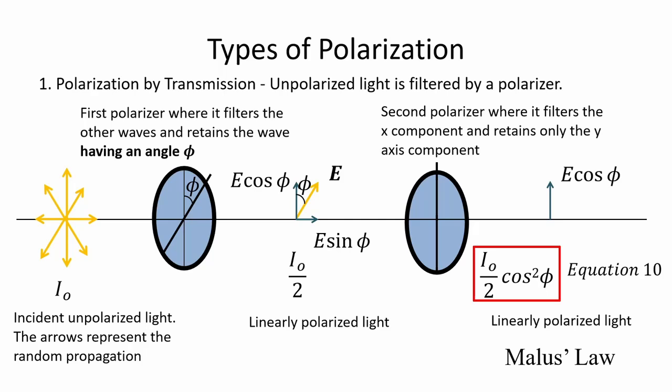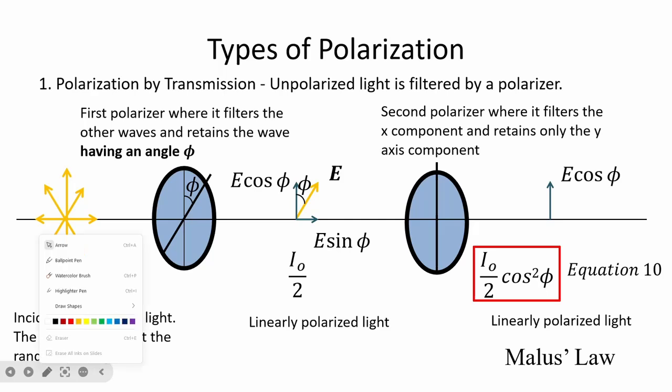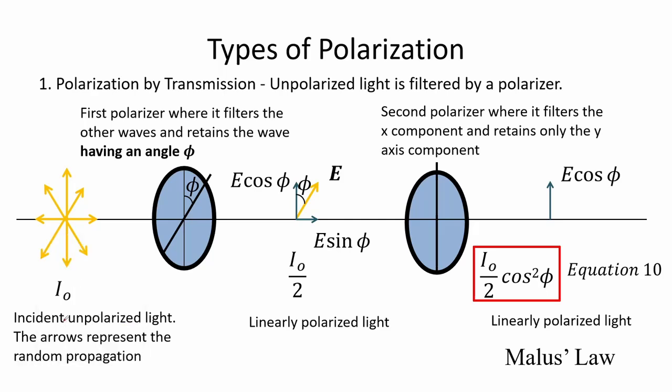There are a couple of ways to polarize light. First, we have the polarization by transmission. Unpolarized light is filtered by a polarizer. First, we have a superposition of electric waves with an incident intensity. As it passes through its first polarizer, it filters the other E waves and retains the wave having an angle phi. The intensity is reduced by half.